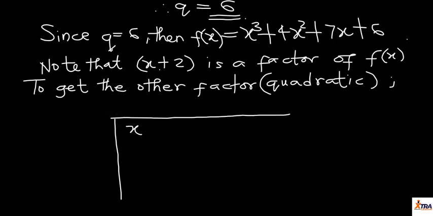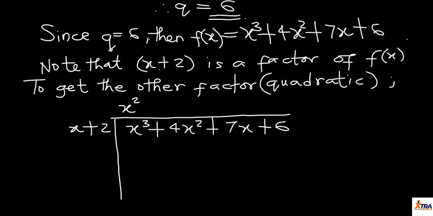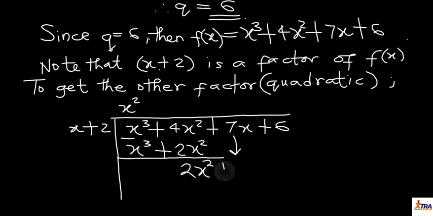We have x cubed plus 4x squared plus 7x, and I divide this by x plus 2. X in x cubed gives me x squared. X squared times everything here gives me x cubed plus 2x squared. Subtracting, this minus this gives me 0. 4x squared minus 2x squared gives me 2x squared. Bring this one down, I have plus 7x.